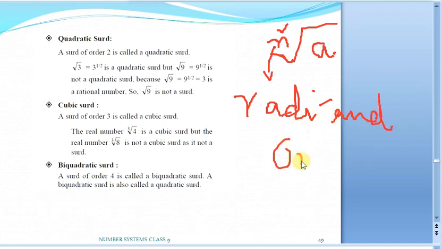Okay, so here this will be the order. Now see, if this n is going to be 2, we call it a quadratic surd. That means square root of 3 or square root of 2. We can't call square root of 9 a quadratic surd. Why? Because square root of 9 is not a surd at all, first of all.